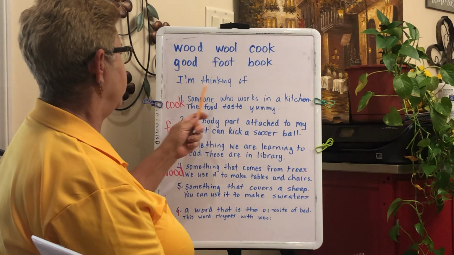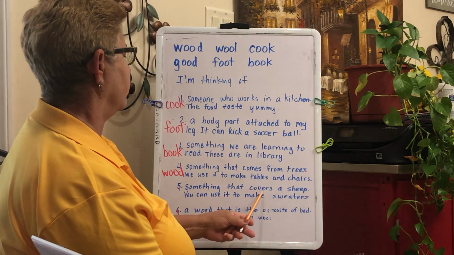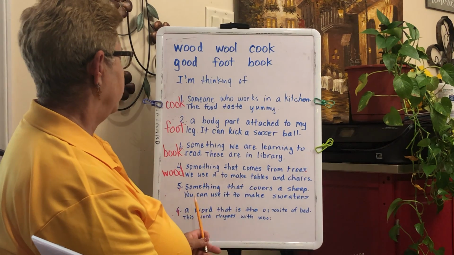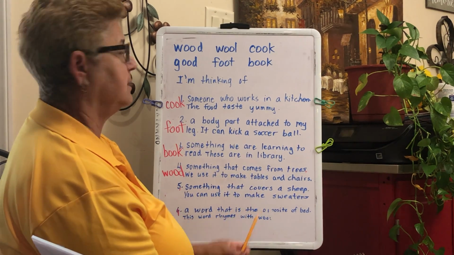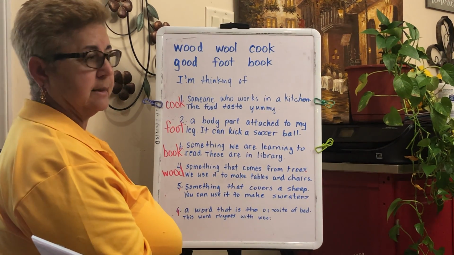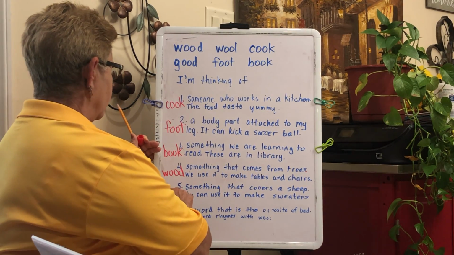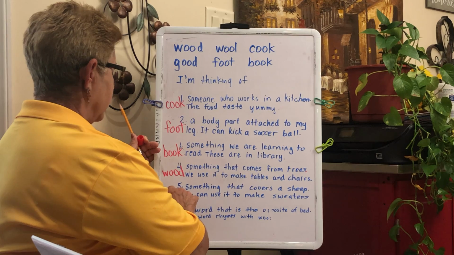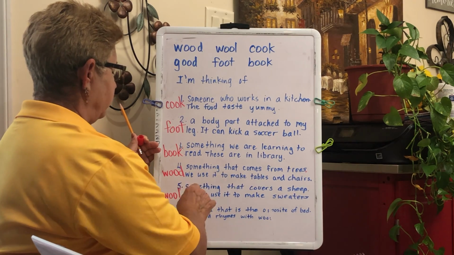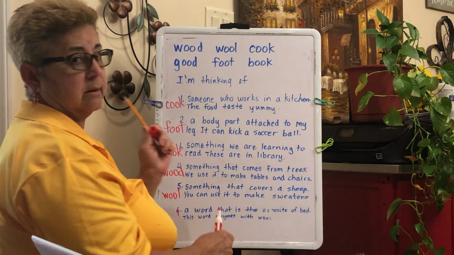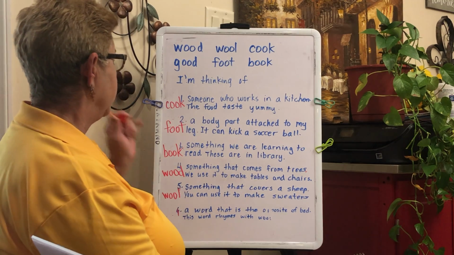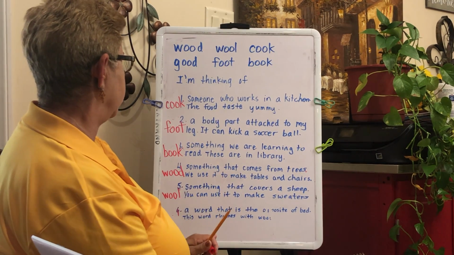Number 5, I'm thinking of something that covers a sheep. You can use it to make sweaters. Say it out loud, and I'm going to write wool. Baa baa black sheep. Have you any wool? Yes, sir. Yes, sir. 3 bags full. Remember that rhyme, that nursery rhyme.